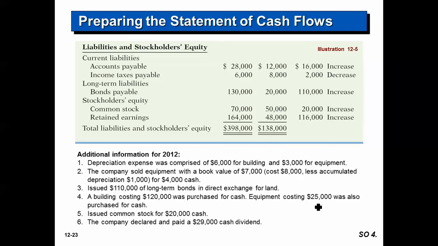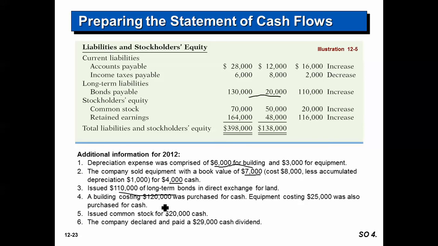There you have for the liabilities. Now they tell us that depreciation expense was $6,000 for building and $3,000 for equipment. They say the company sold equipment, book value $7,000. That's cost less accumulated depreciation, but they sold it for $4,000, so that's why they had a loss of $3,000. It's not really a loss. The cash inflow was $4,000, but because the book says that the book value was $7,000, we have to show a loss. We obviously issued $110,000 in long-term bonds. That's up here. You can see that went from 20 to 130.